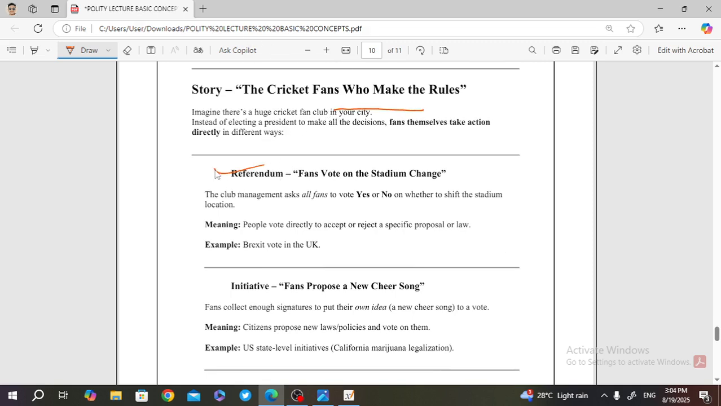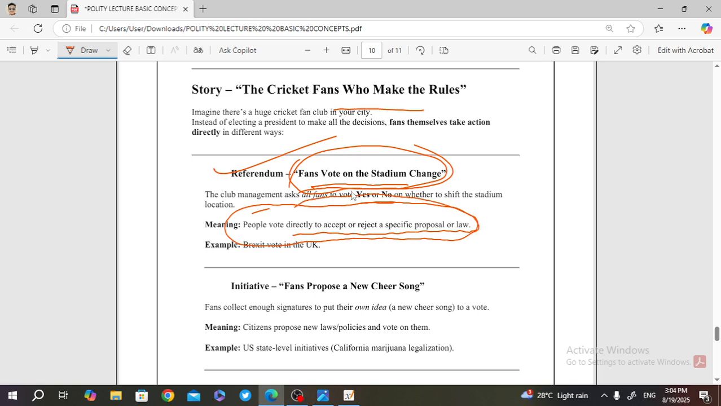So referendum. Fans vote on the stadium change. The sensitivity here is that fans want to vote on the stadium change. The club management asks all the fans to vote yes or no whether to shift the stadium location, meaning people vote directly to accept or reject a specific proposal or law. This is the case of referendum.